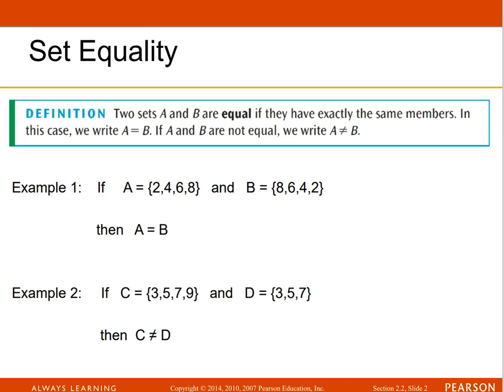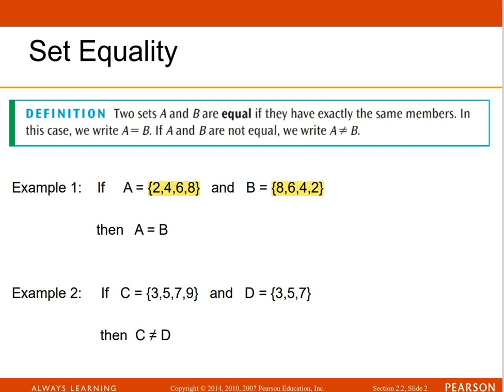Two sets A and B are equal if they have exactly the same members. So in example 1, A is the set of the numbers 2, 4, 6, and 8, and B is the set of numbers 8, 6, 4, and 2. Those are identical to 2, 4, 6, and 8, just in a different order, but they're the exact same elements. So you'll say that set A equals set B. And remember, sets are always identified by capital letters.